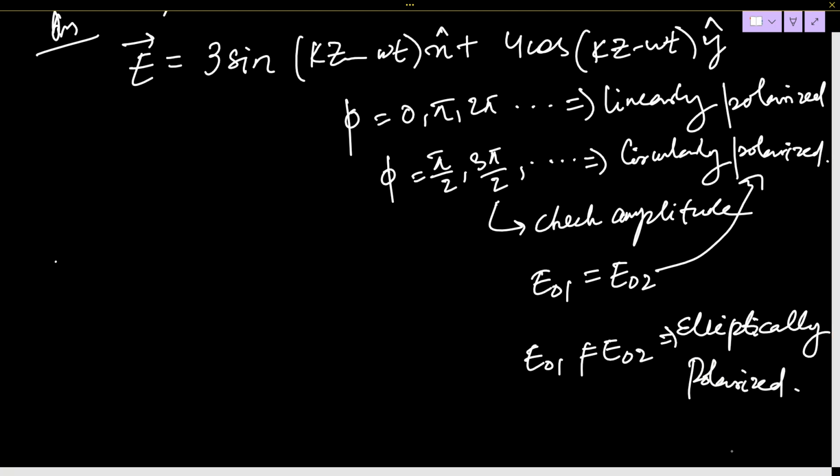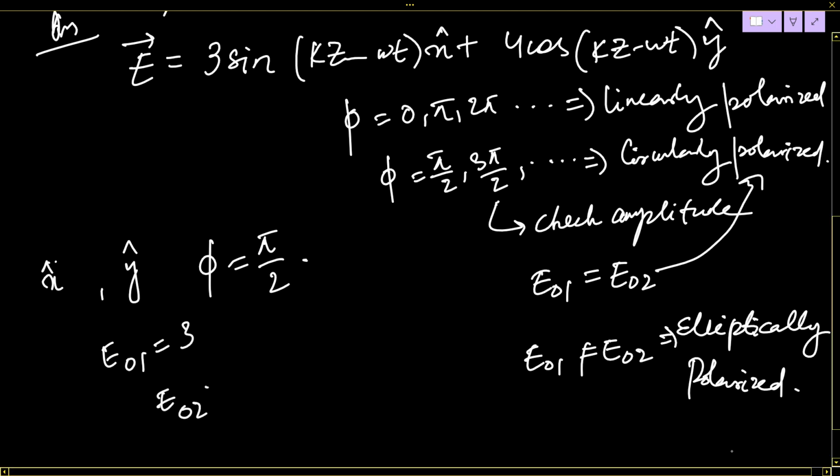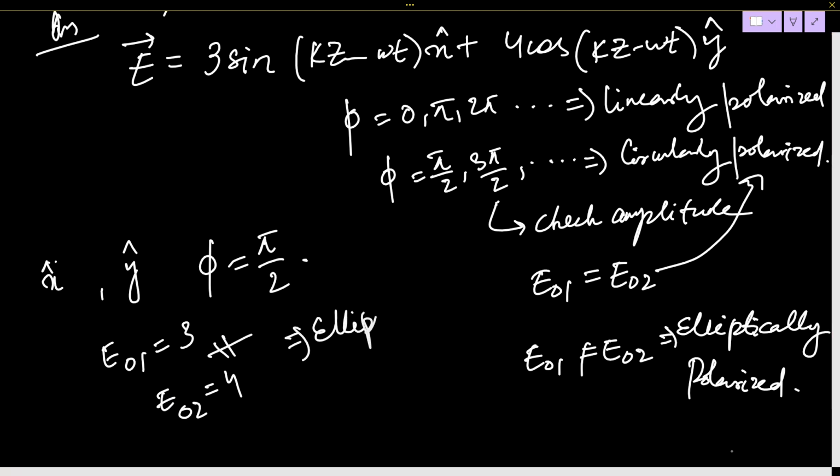So, E is equal to 3 sin(kz minus omega t) x cap plus 4 cos(kz minus omega t) y cap. Here one is x cap, one is y cap, so the phase is obviously 90 degrees, pi by 2. After that, check the amplitude. The first one is 3, the second one is 4. They are not the same, so this is elliptically polarized. That is the first answer.